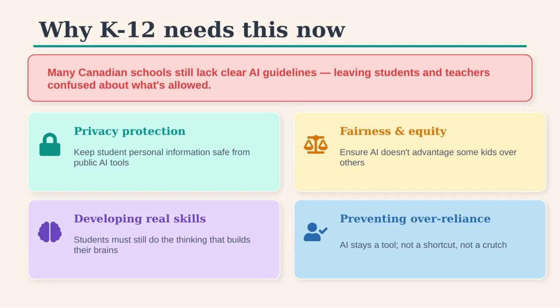And that's why a classroom AI policy for this age group needs to focus on 4 things in particular. First, privacy protection, keeping students' personal information safe. Second, fairness and equity, making sure AI doesn't advantage some kids over others. Third, developing real skills, ensuring students are still doing the thinking that builds their brains. And fourth, preventing over-reliance, so AI stays a tool, not a crutch.